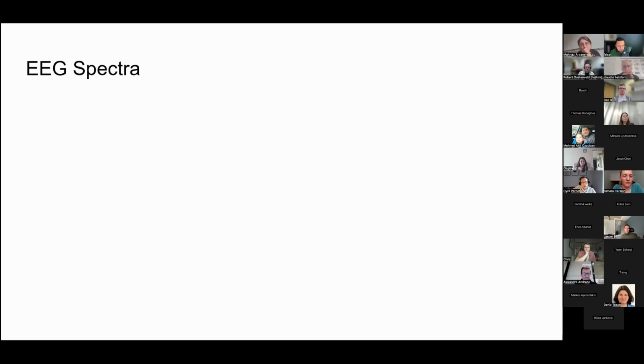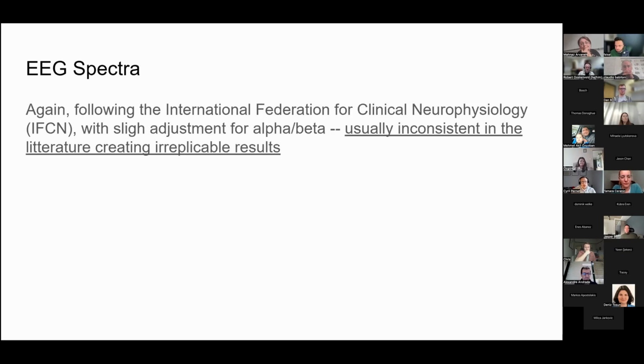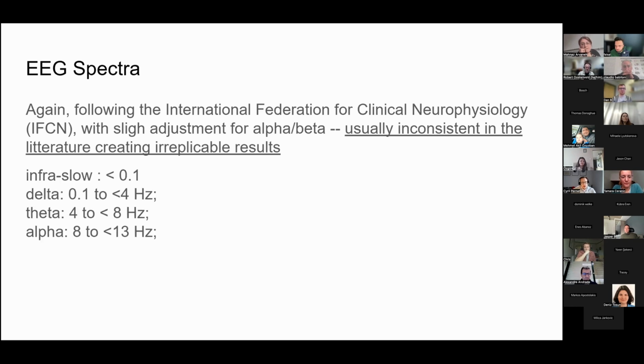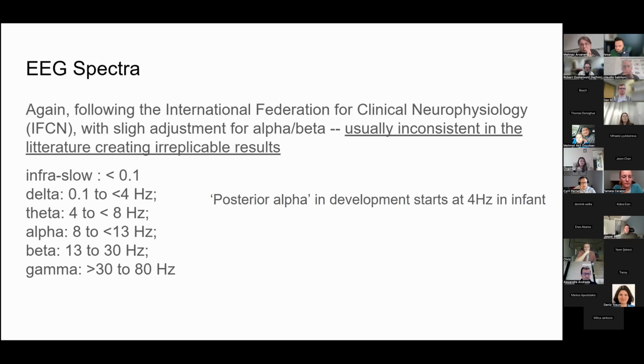The second type of features are spectra. Again, we use IFCN, and again, there's inconsistency. These are the different frequency bands, as you know. But some people will talk about posterior alpha in infants when it's at 4 Hz, or mu rhythms, which are a mixture of different things. So again, using consistent naming helps to harmonize and also to replicate studies.